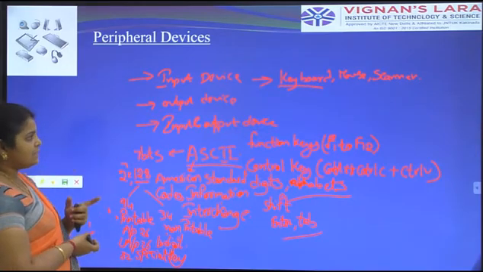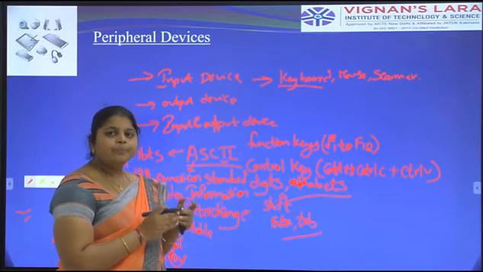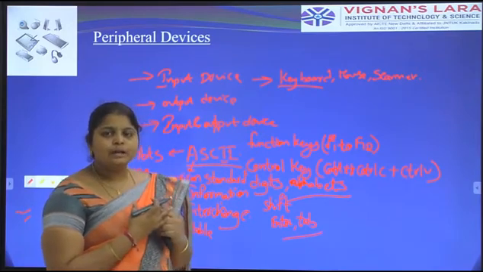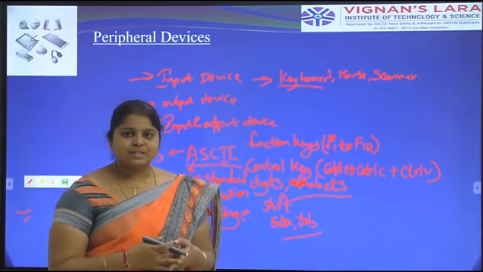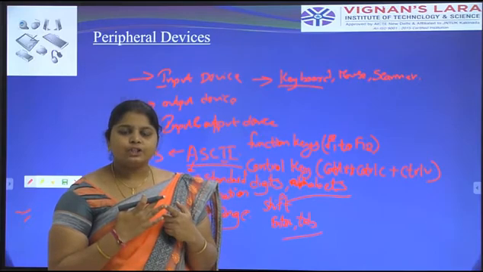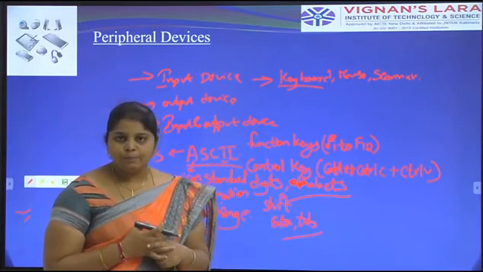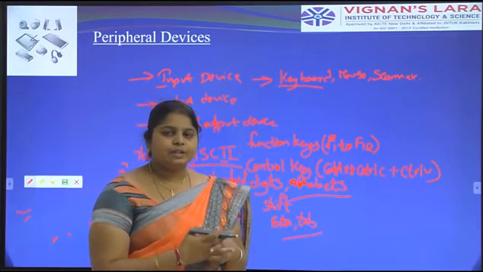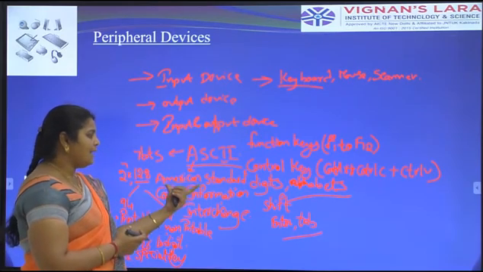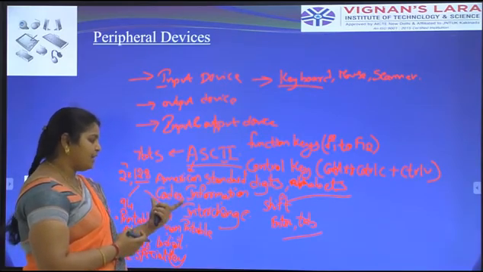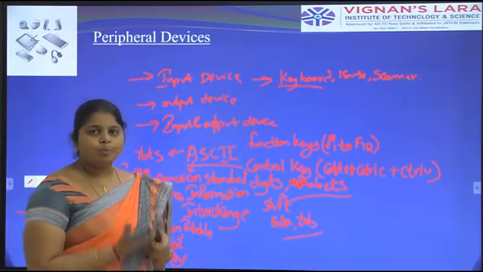Here, the input device is the keyboard. The keyboard is used to give input to the computer, with the help of keys: alphabets, digits, special symbols, function keys, shortcut keys, enter key and space bar. These are provided on the keyboard. The keyboard gives information to the computer with the help of ASCII, American Standard Code for Information Interchange. The information is interchanged from keyboard to monitor.